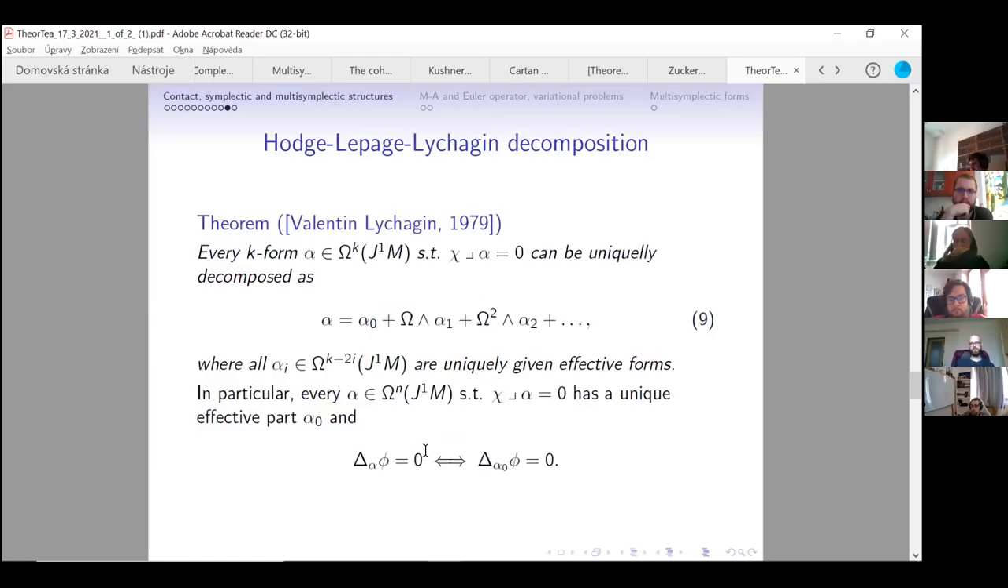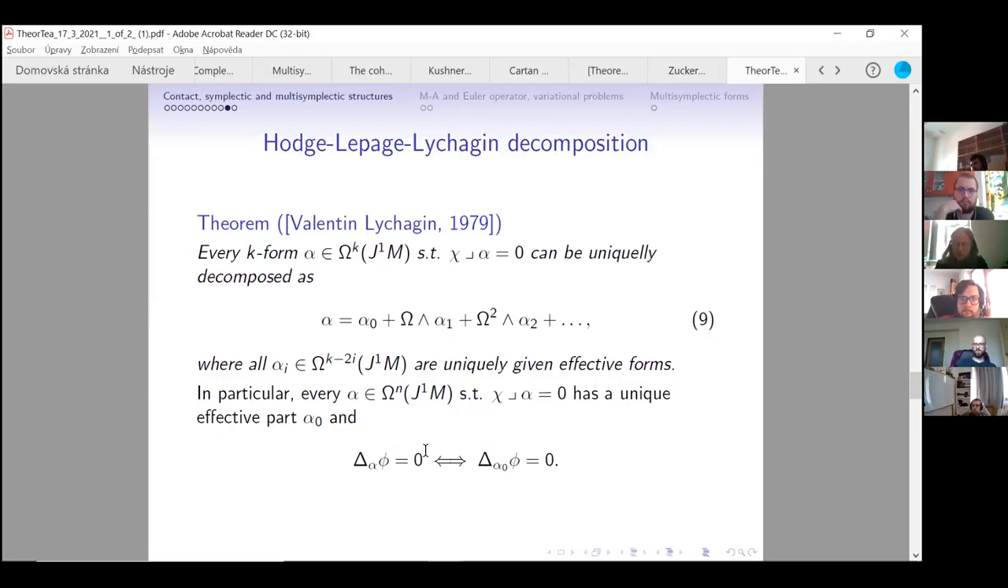Okay, so the key theorem that enables us to do some computations is the following: the Hodge-Lepage, or also sometimes referred to as Hodge-Lepage-Lychagin decomposition, proved by Valentin Lychagin in 1979. Consider that we have a k-form which degenerates along the Reeb field, or in other words, is living on the Cartan distribution. Then it can be uniquely decomposed, as (9) describes, and all the alpha i's are uniquely given effective forms. But most importantly, alpha 0 has the same degree. If alpha is a k-form, then alpha 0 is also a k-form, and it's given uniquely. So every k-form has its unique effective part.